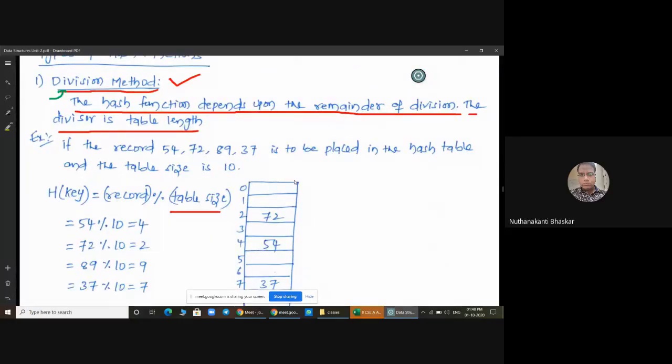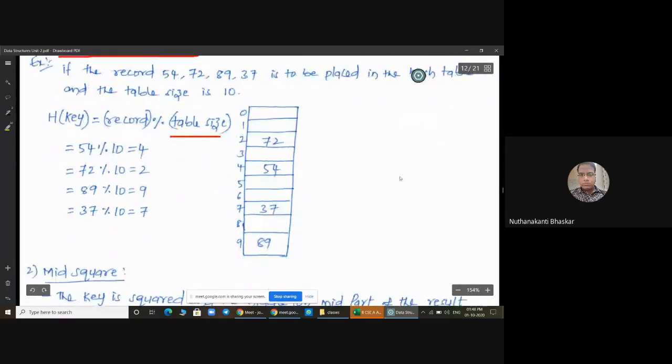One more point is mentioned very clearly: the size of the table is the divisor. Whatever divisor we are using, that much size you have to consider as the hash table. For example, here I am preparing my hash function. Please carefully observe. It is very easy.